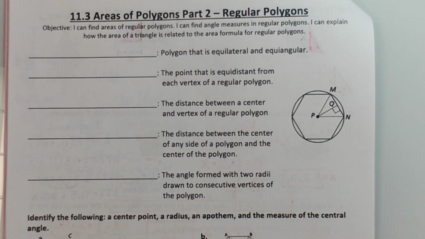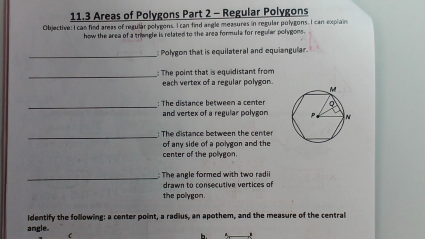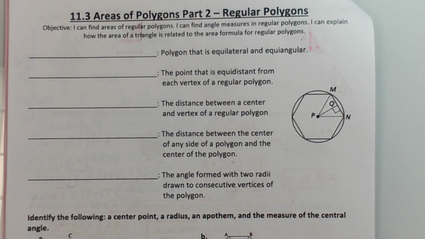Throughout this section, with the exception of circles, we've been working with polygons. A triangle is a polygon. So is a parallelogram. So is a trapezoid. So is a rhombus. So is a kite. Any shape that is enclosed and made up of straight sides is a polygon. The key thing is that it's a regular polygon.